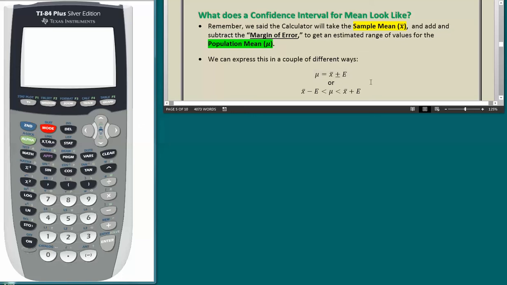The other way we write exactly the same thing is this way. Mu is between. When you have these symbols like this, you're saying that this is between what's here and what's here. Again, we have x bar minus e on the low end of the interval, and x bar plus e on the high end of the interval. So this is basically telling the same story as the first way.